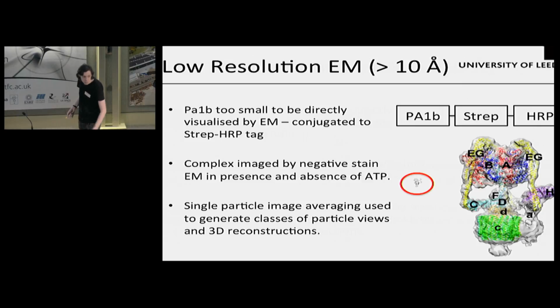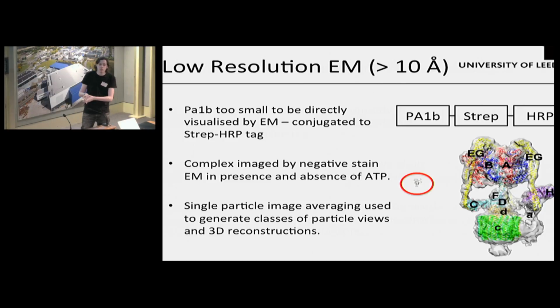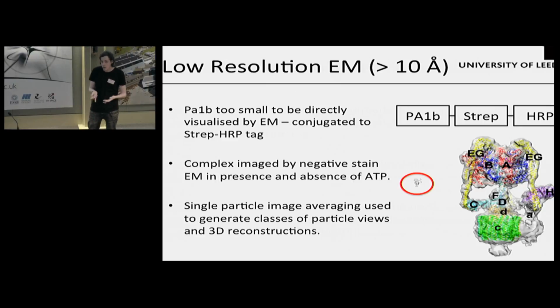So the tool that we were going to use to look at this to begin with was negative stain. Negative stain is quick, it's easy, it's low resolution. PA1b on the scale of negative stain is actually too small to see relative to the V-ATPase here. So in order to visualize it, we have to first conjugate it through biotin streptavidin to an HRP tag, just to add some extra steric bulk so you can actually see the thing in the microscope. And the advantage of this is it was very quick. All we really want to know initially is, where did this little guy bind on this full complex? So that's what we went and did.